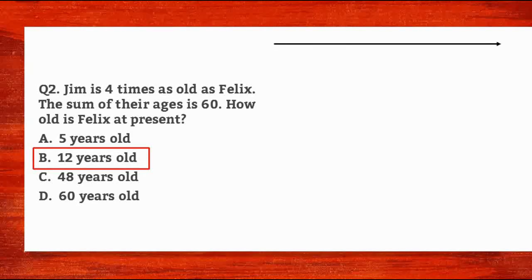So like what we did in the previous question, we make a timeline. We put the names of the persons involved at the left side of our timeline. And in this example, we have Jim and Felix. The problem states that Jim is 4 times as old as Felix. Thus, we set Felix's age as X, and Jim being 4 times older than Felix, we set Jim's age as 4X. Note that only the present ages of Jim and Felix are involved. Only the present time is involved.